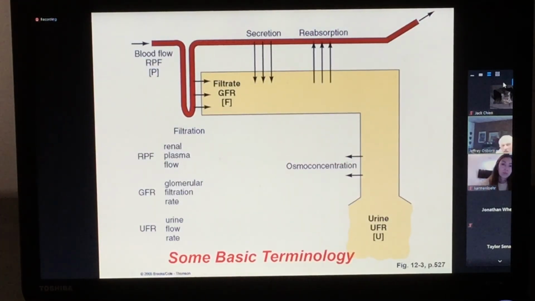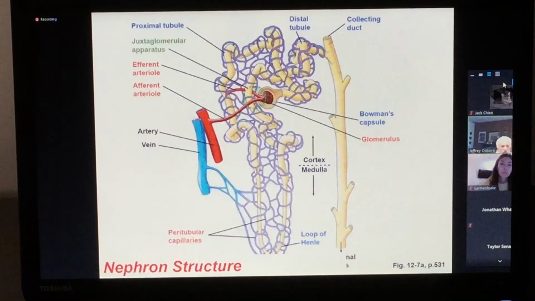Now you have some basic terminology that you have to be very, very familiar with and understand. Blood comes into the kidney, and it has a capillary bed called the glomerulus. You can see it right over here in this picture. It's a large segment of capillaries that are surrounded by a group of epithelial cells that make up a capsule called Bowman's capsule.